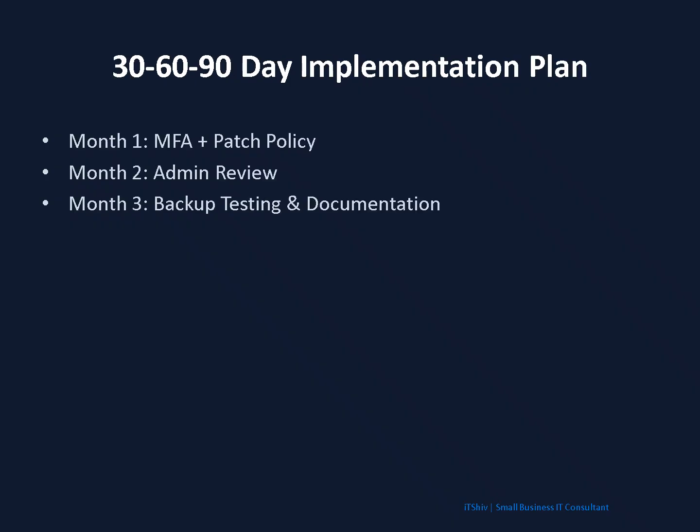So let's talk about a 30, 60 and 90 days implementation plan. First month, enable MFA, define the structure and schedule for patching. Month 2, review all admin accounts, remove unnecessary privileges. Month 3, test backup, document procedures, and progress over perfection. So those are some simple steps that you could put into action if you're a small business.